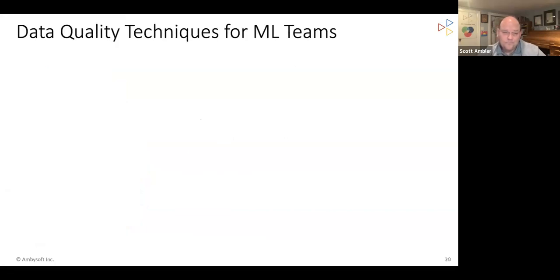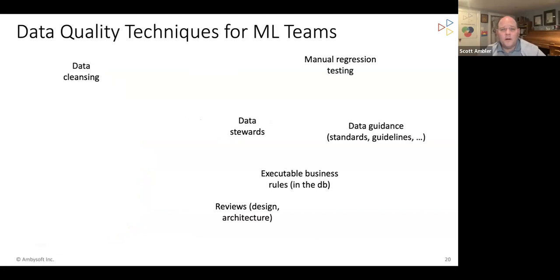So, some data quality techniques that you might want to be aware of, because the good news is you've got options. The big elephant, or the most popular technique, is data cleansing at the time of usage.